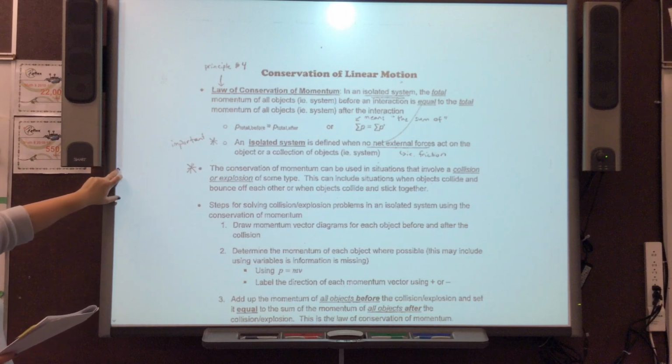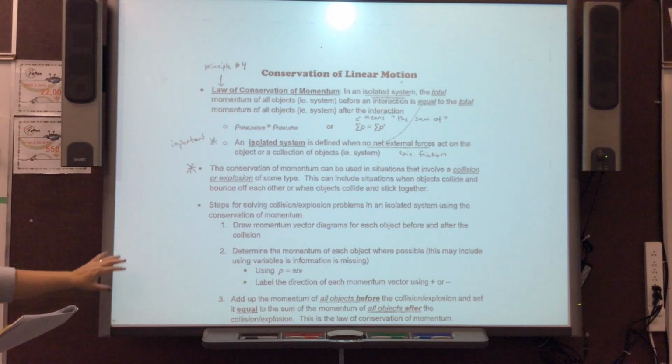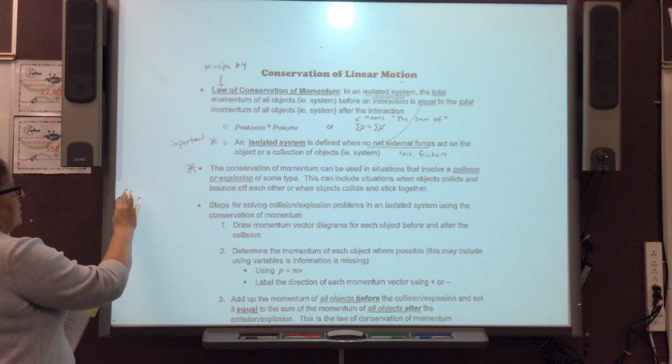Isolated system is defined when no net external forces act on the object or a collection of objects.